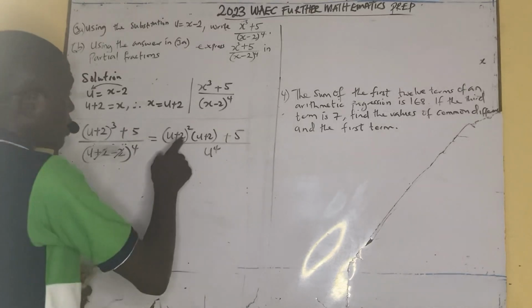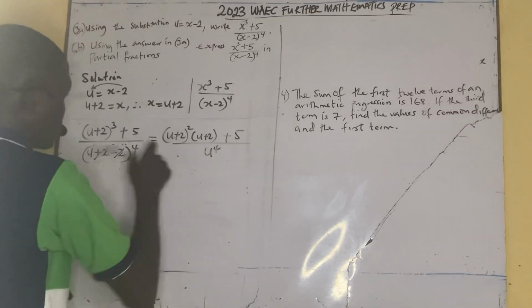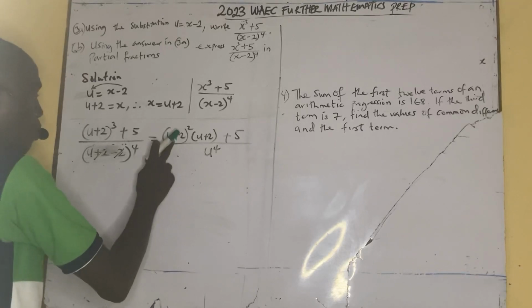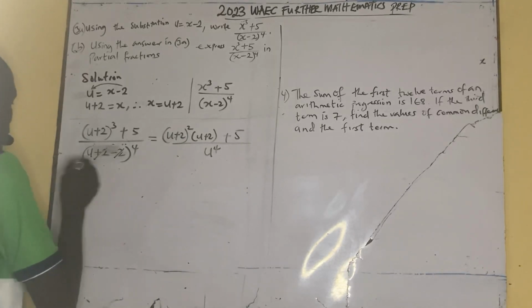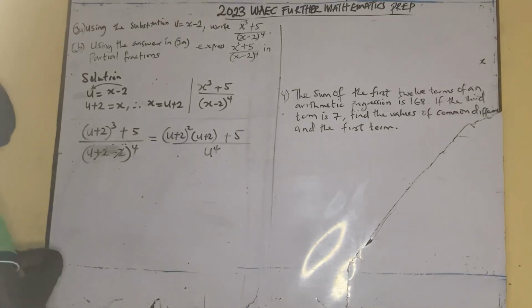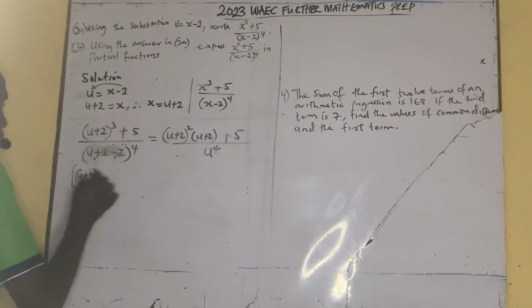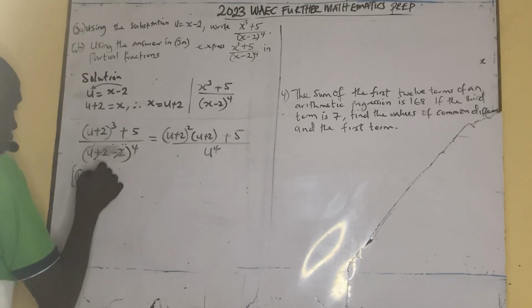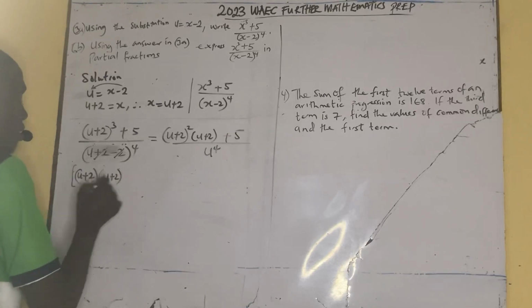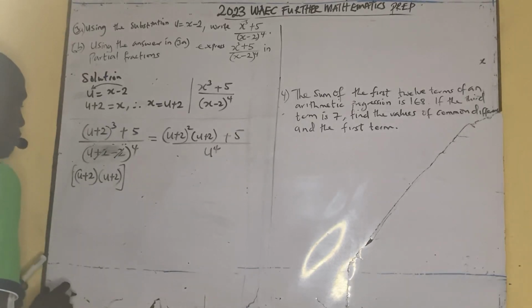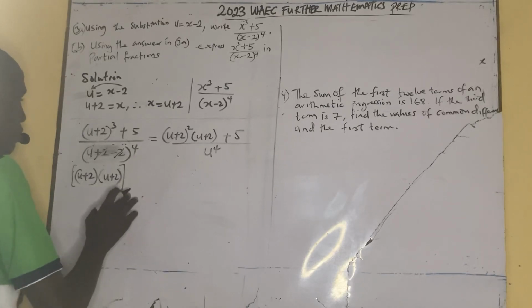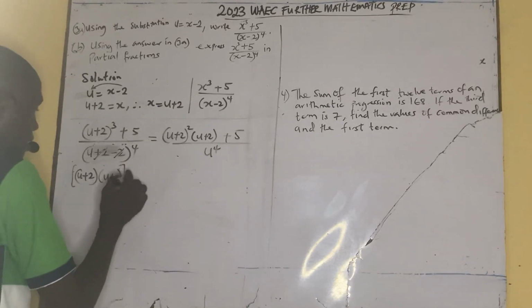Now the next thing is to expand (u plus 2) squared. So u plus 2 times u plus 2. Don't forget, you expand this one first, then after you expand it, you bring it back. Let me quickly do that here.